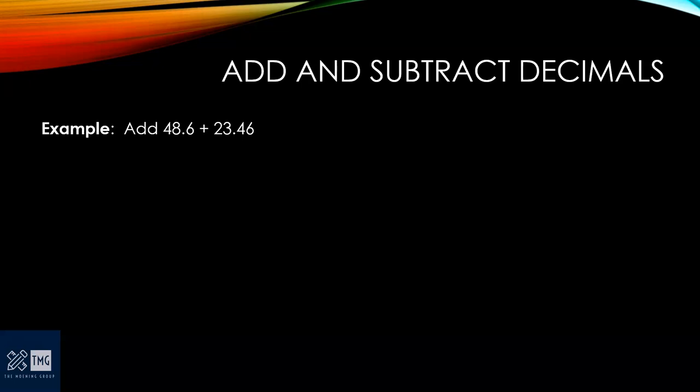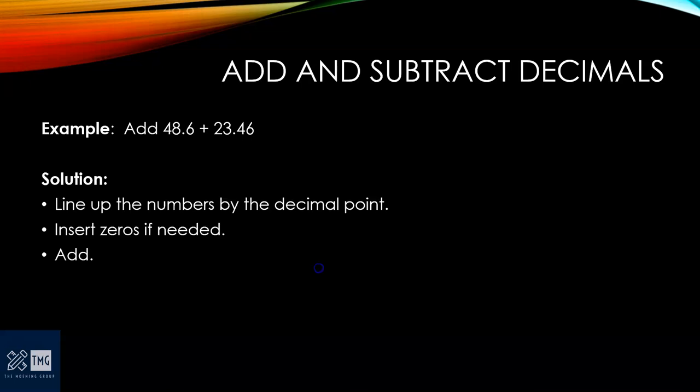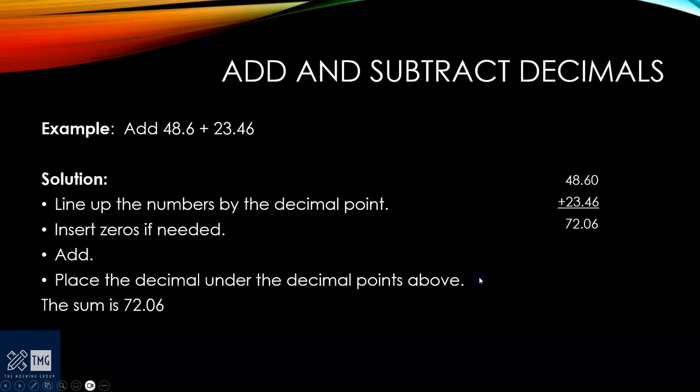So let's add 48.6 plus 23.46. All right, so first we're going to line up the numbers by the decimal point, right? We're going to write it vertically with the decimal point right on top of each other. You might be able to see that that first number, 48.6, only has one number after the decimal point. So we're going to need to insert a 0 after that 6, and then we're going to add. So off to the right, you can see I have 48.60 on top. Then we're going to add 23.46 directly below that. The decimal point just drops straight down, and we add.